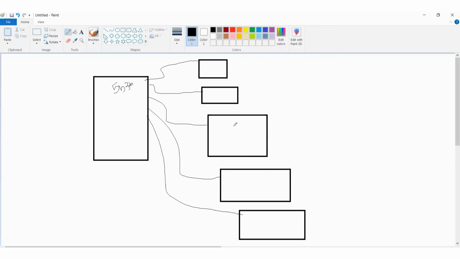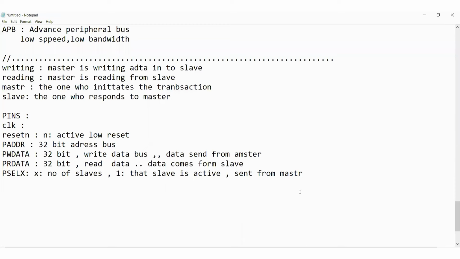Okay. So now the master wants to do data transfer with this slave. So the master will make this PSELx equal to 1. So this is PSEL0, PSEL1, PSEL2. So the master will make PSEL2 equal to 1. So this slave will now be active and it will communicate with the master. Okay. So PSELx is sent from the master. 1 means that slave is active. 0 means that slave is inactive.